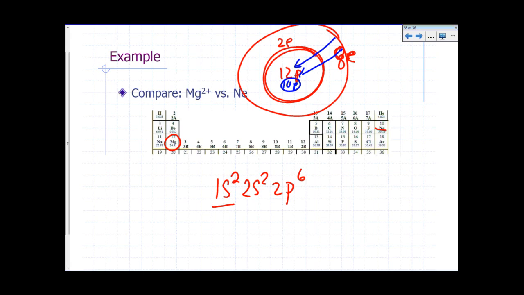So magnesium will have a higher ionization energy than neon, although they have the same electron configuration, because your magnesium with a +2 charge has more protons in the nucleus. There's a greater effective nuclear charge pulling in those electrons from the valence shell.